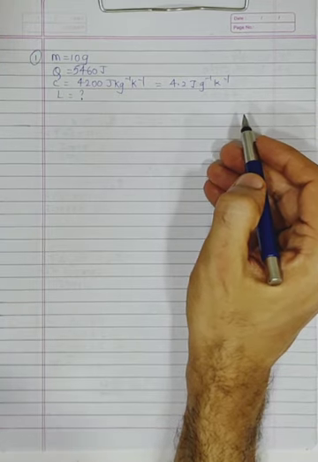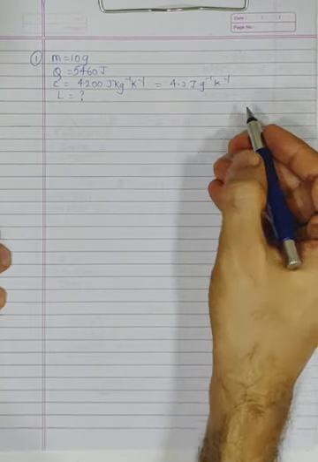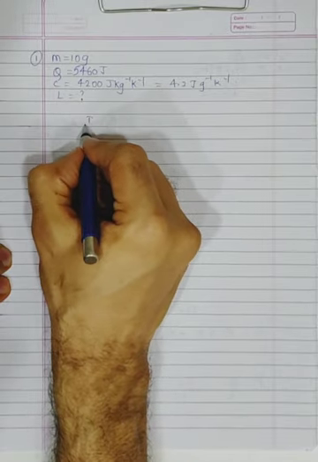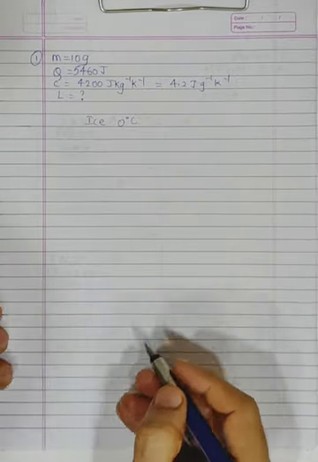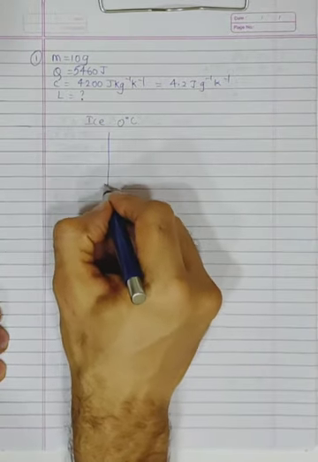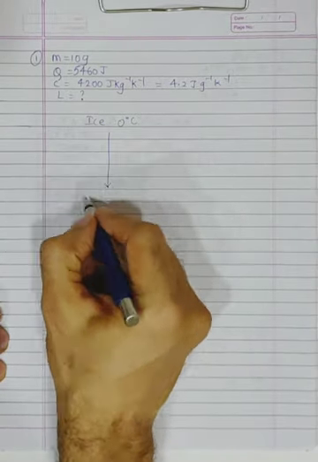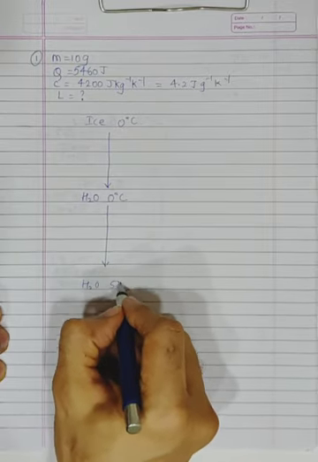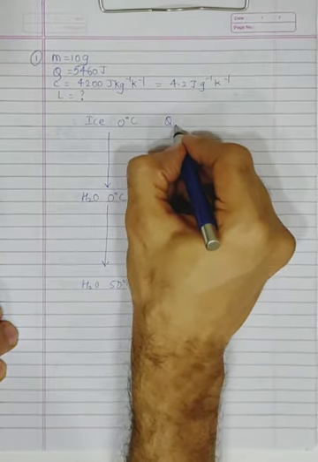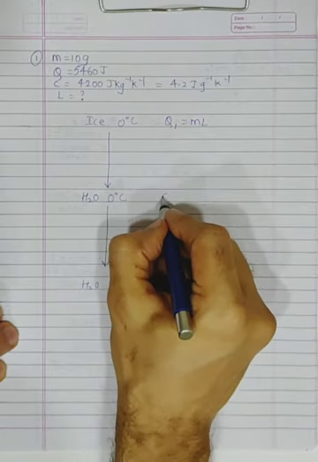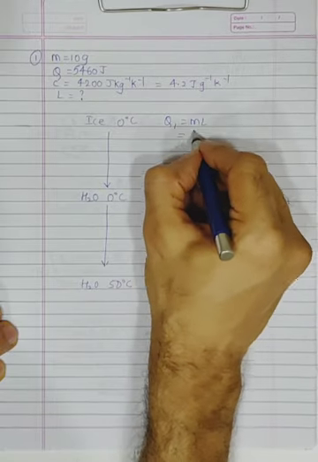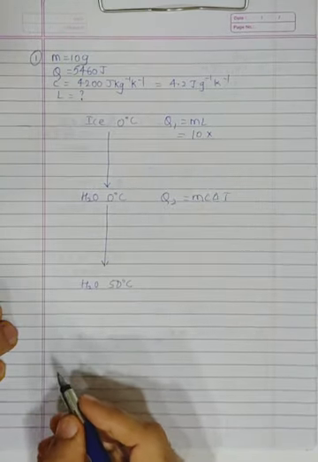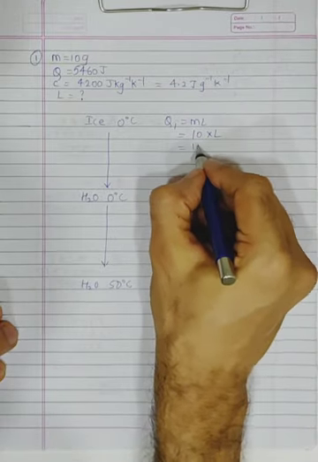Now what was given in the problem? We were given that ice at 0 is converted to water at 50 degree. So let's start. Ice at 0 to water at 50. Tell me what will be the flow chart. So ice at 0 will become what? Water at 0 degree. And water at 0 will become what? Water at 50 degree. So what will be your Q1 is equal to mL. What would be your Q2 is equal to mc delta T. Mass is 10 and L is what? We don't know. So it will be 10L.